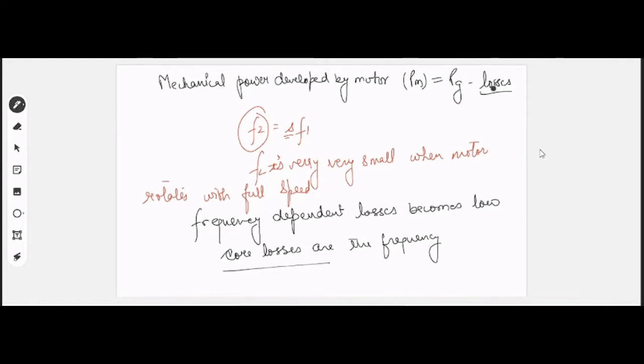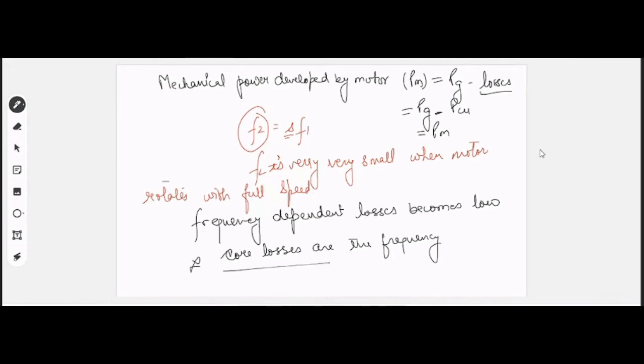So basically that's why what we do, because core losses are very low and they are dependent upon frequency, and frequency is very very low when your motor rotates with the full speed. That's why we exclude these core losses and we only consider the copper losses, right? So to get this mechanical power we can write this as, if we subtract the copper losses from the air gap power that is being received, we'll get the mechanical power, right?